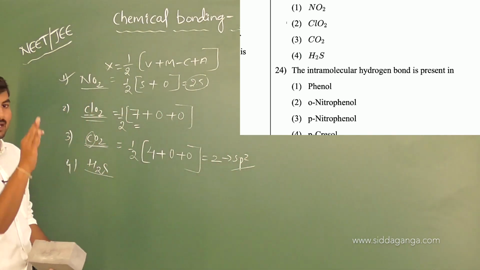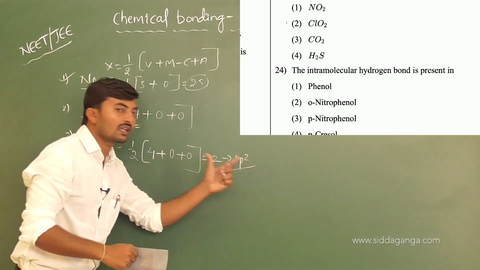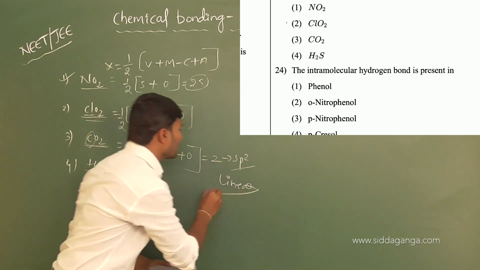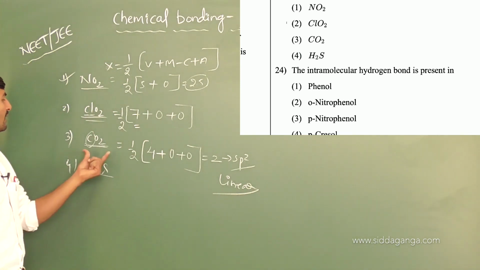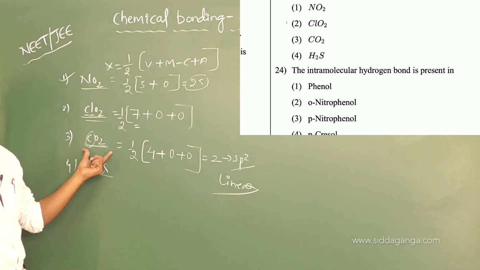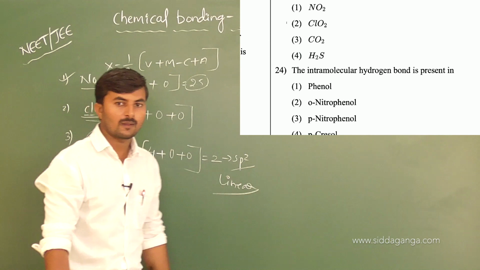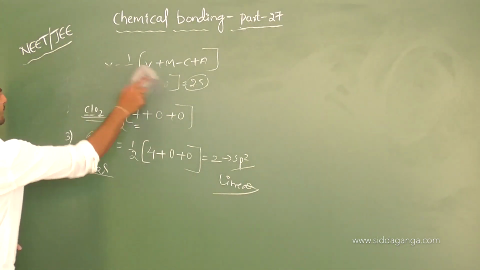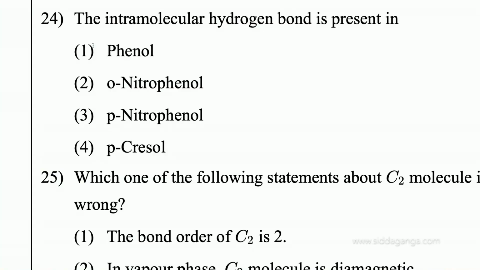If the value of x is equal to 2, that means it exhibits sp hybridization. Those molecules which exhibit sp hybridization show linear geometry. Okay, among all these examples, which molecule shows linear geometry? Carbon dioxide, that is option third, will be the correct one. Okay, next. What will be the next question?